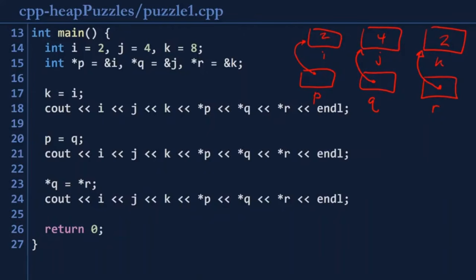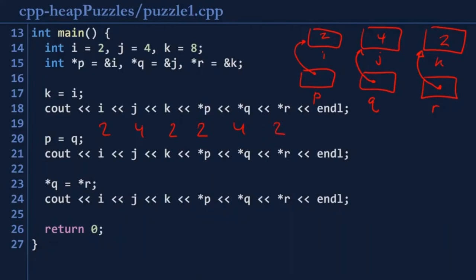So i contains a value of 2, j contains 4, k contains 2. Dereference p contains 2, dereference q contains 4, dereference r contains 2. So we expect the first output to be 242, 242.